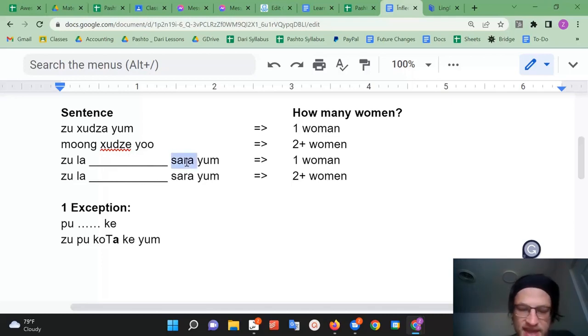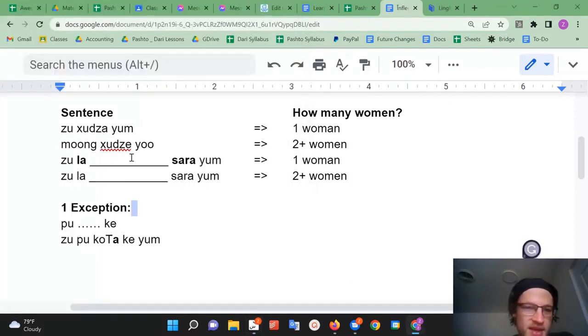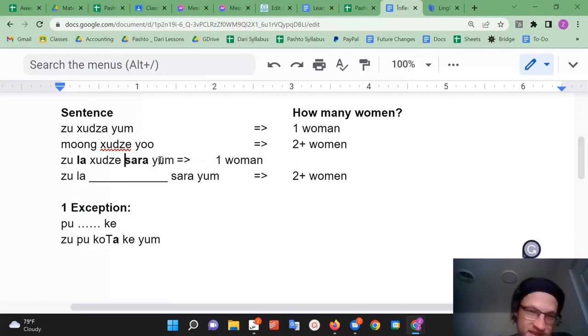Okay, so now we have zilla sereyam. So we have a sandwich here, la. And we want to talk about one woman, but even though we're only talking about one woman, we have to inflect or push the button down for that sandwich. So then we have khaze. Zilla khaze sereyam. Even though it's the exact same form as when we were talking about more than one woman, because it's in a sandwich, we're just talking about one woman.